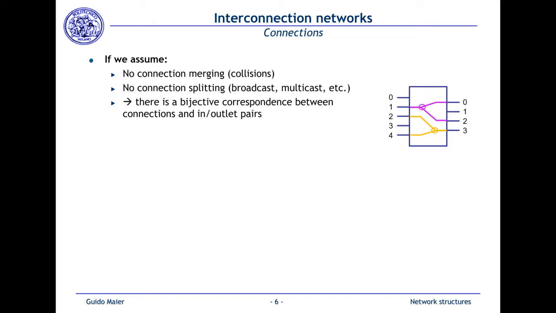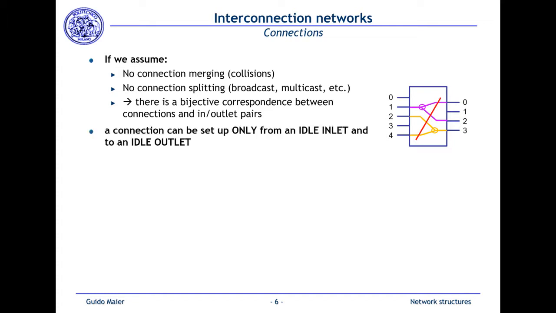or inlet-outlet pairs. And to be more precise, if you exclude this situation, it means that when you want to set up a connection, the connection must start from an idle inlet, so an inlet that is not used by any other connection, and go to an idle outlet. Otherwise you will have the two situations that I have depicted above, and we can exclude them from our scope.